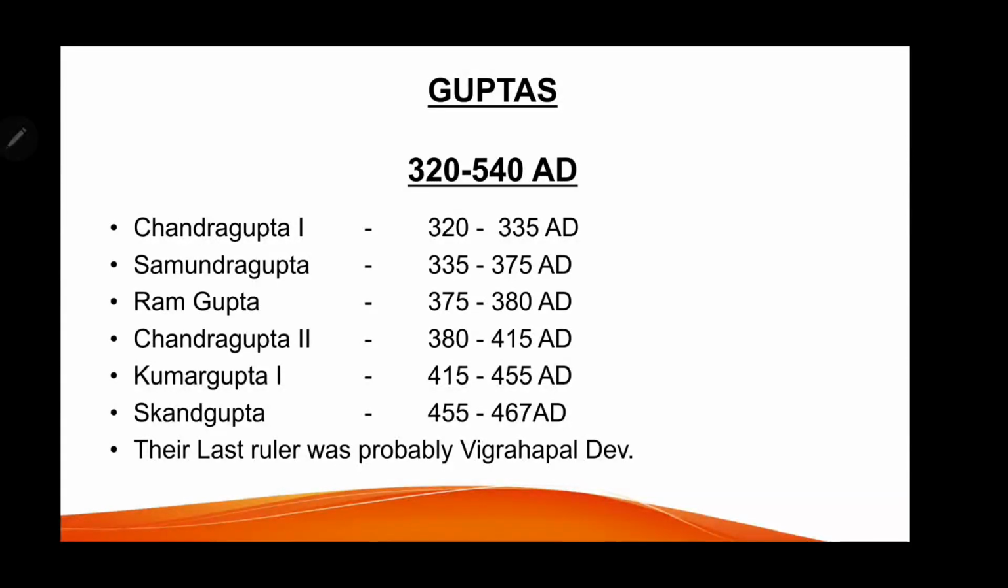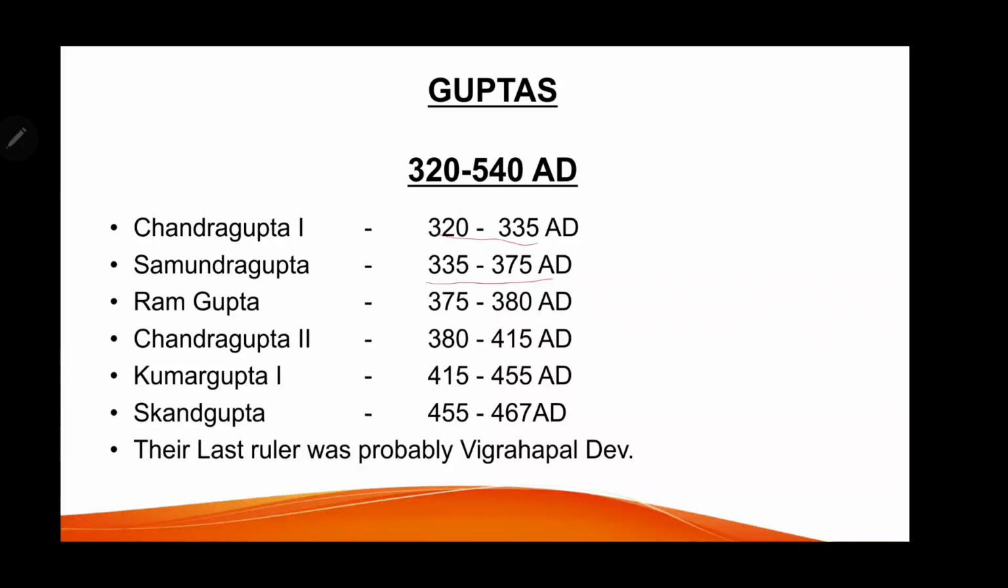In 320 AD, there is the establishment of the Gupta Empire. The Guptas' period is called the Golden Age or the Swarna Yuga in Indian history. Its period is from 320 to 540 AD. Their first king is Chandragupta I, who ruled from 320 to 335 AD. The next king, his son Samudragupta, ruled from 335 to 375 AD.